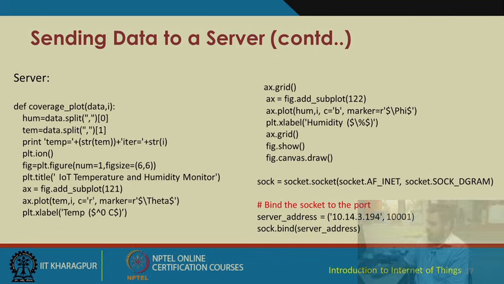Now on the server side, we have added a new function called coverage plot. So what it does is it animatedly plots whatever data is incoming into the server over the socket. So for the time being, ignore this part, this particular function. Let's pay attention to this socket creation. So it is somewhat similar to the previous examples. Over here, your server address is the server address and the particular port to which the server is listening.